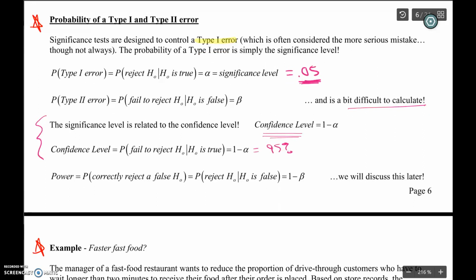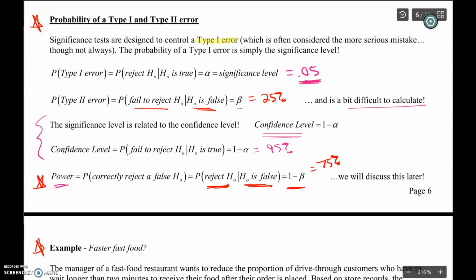And then power, and this is a big topic that we are going to dig into later. Power is the probability that you correctly reject a false hypothesis. So given the null is false, what's the probability you reject it? And that's going to be linked to the type 2 error. Given the null is false, the probability you fail to reject it is beta. The probability you correctly reject it is going to be the complement, 1 minus beta. So let's just say this was 25%. Then this would be 75%.